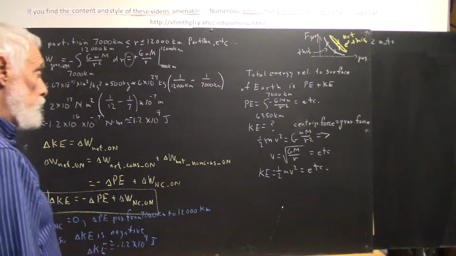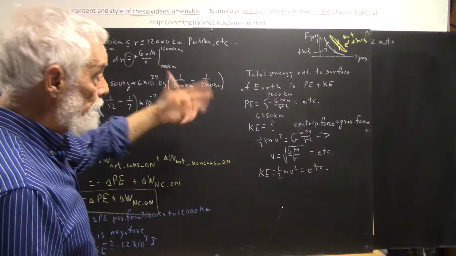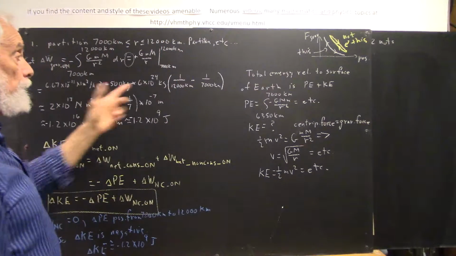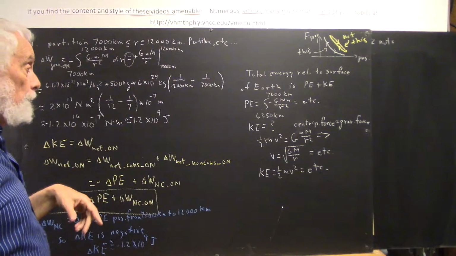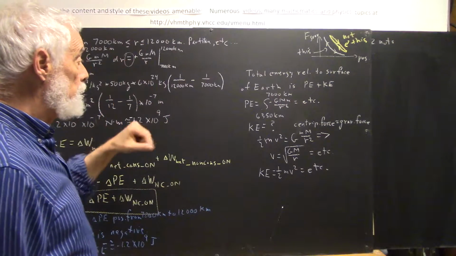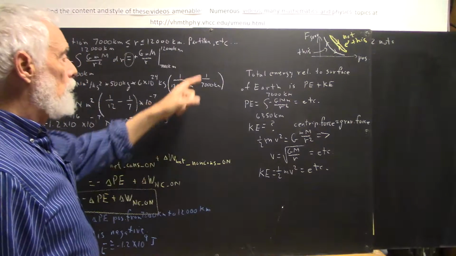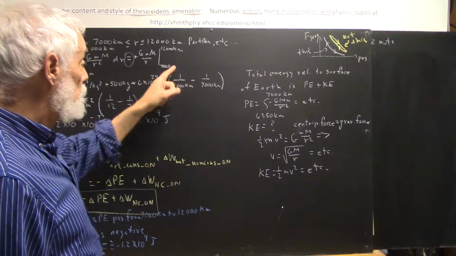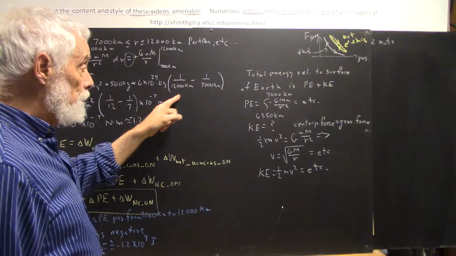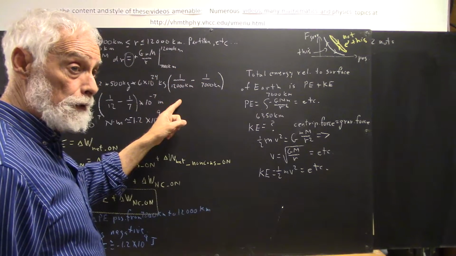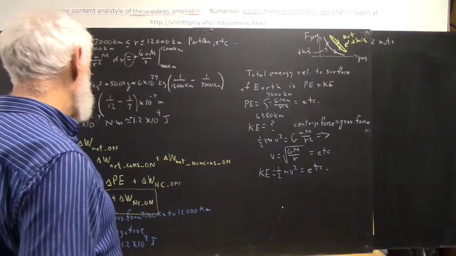Okay, I don't have to read it to you. Now, it looks like this is going to come out positive, but be cautioned, it doesn't, because 1 over 7,000 is bigger than 1 over 12,000. So you're subtracting the bigger from the smaller, and you're going to end up with a negative result.